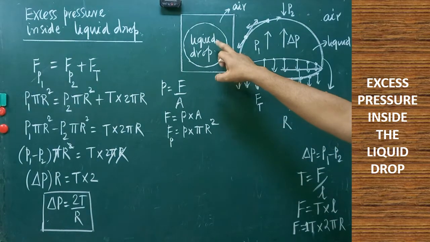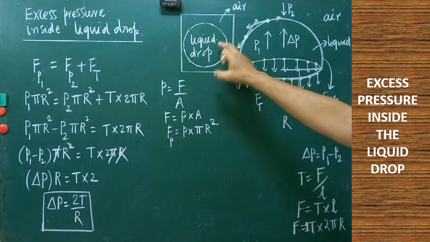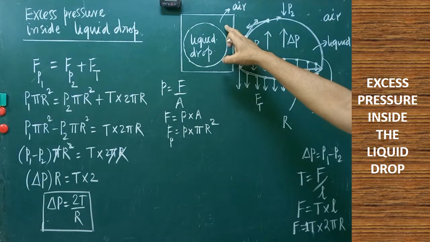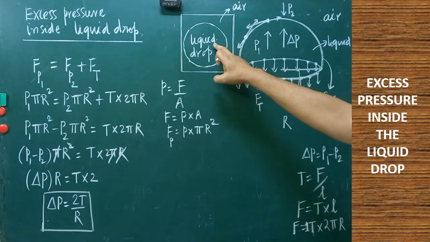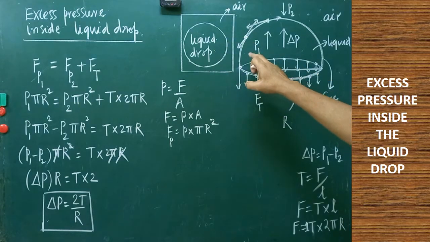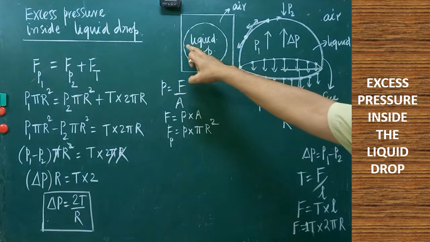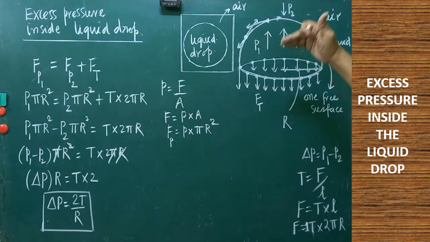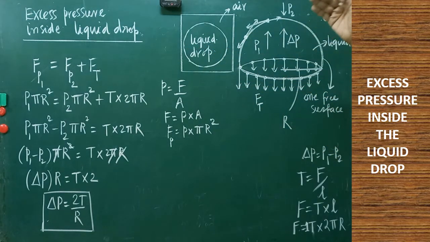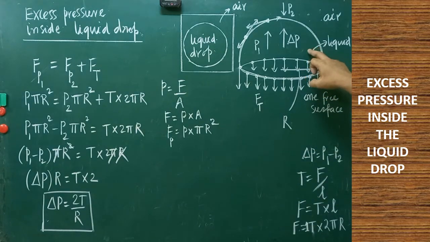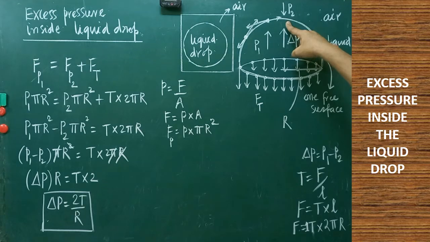Here, let us imagine a liquid drop. The drop is fully made up of liquid and it is surrounded by air. Are you clear? For the sake of convenience, for the derivation purpose, the liquid drop is split into two hemispheres, as seen in the case of the air bubble. Here, the inside part within which liquid is there is surrounded by air. Are you clear? As usual, the excess pressure is acting only on the concave surface.